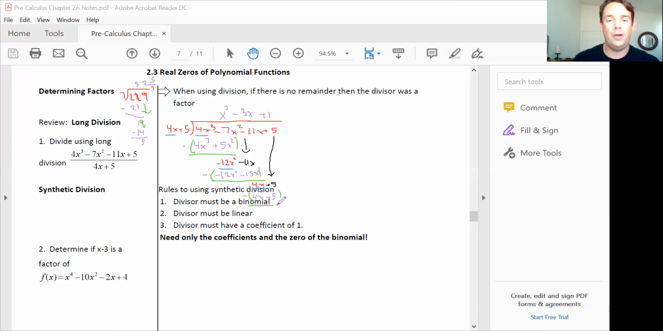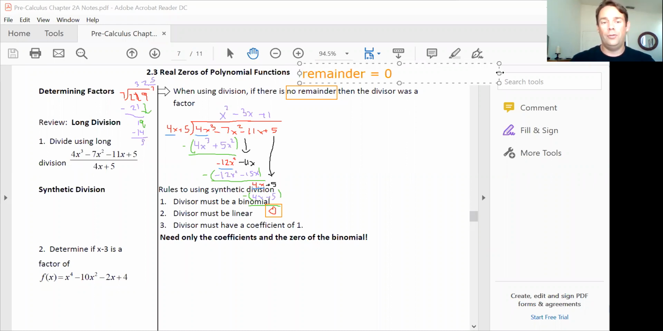And when I divide, my remainder is 0. So this number, since I have no other numbers left to bring down, whatever this number is, that would be my remainder. So we have a theorem that says if there is no remainder, in other words, if the remainder is 0, then it is a factor. A factor meaning it divides equally into the function. So remainder equals 0. In other words, 4x plus 5 is a factor of this polynomial.